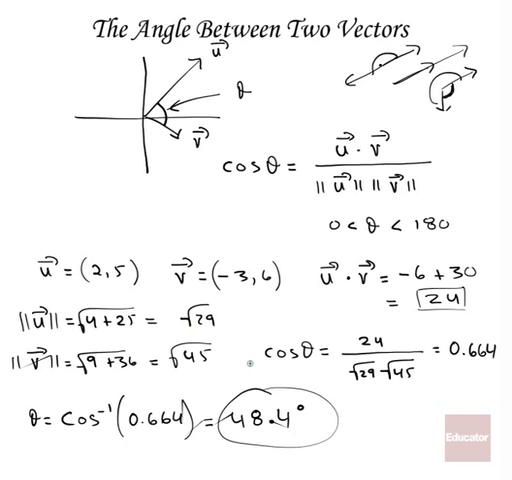Okay, let's see. If u is perpendicular to v, at right angles, then of course theta is equal to 90 degrees. Well, what's the cosine of 90 degrees?